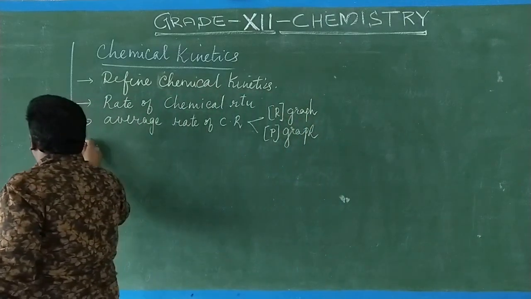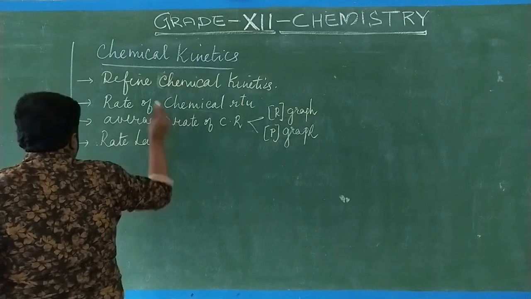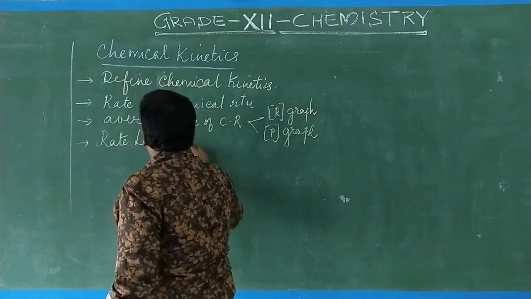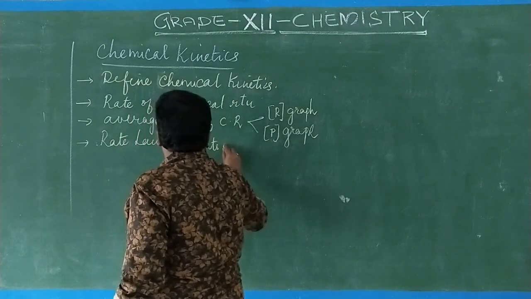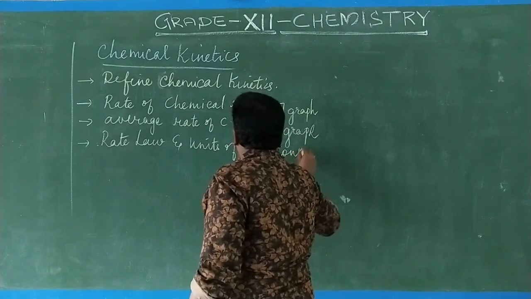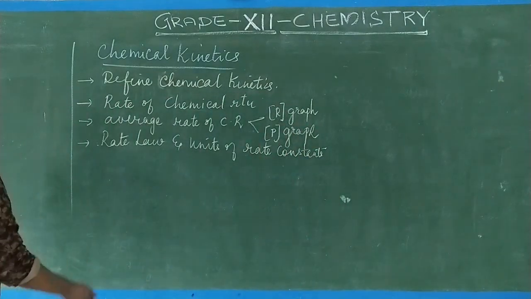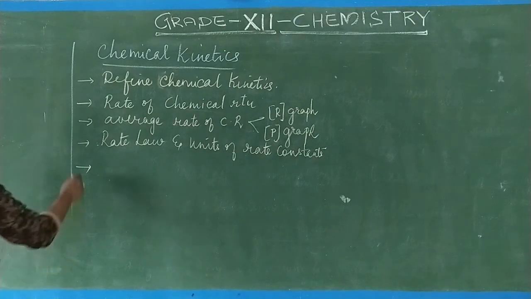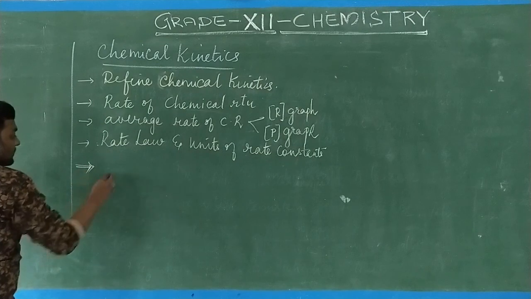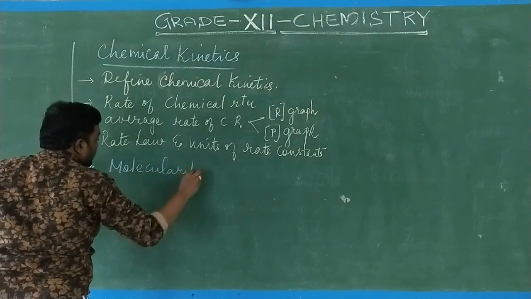Average rate of the chemical reaction, then what is meant by rate law expression, and the units of rate constants, isn't it. Till this we have seen in the previous class, and today we are going to see about molecularity of a chemical reaction. What is meant by molecularity of chemical reaction.